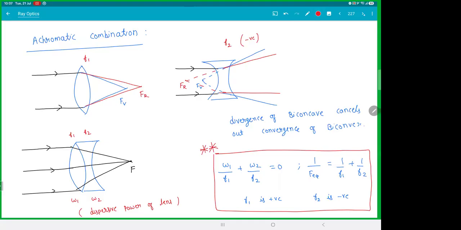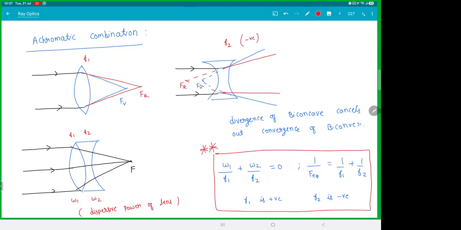I have seen this coming in CET, Mains, Vellore, Manipal exams. They'll give you a direct question. In an achromatic combination, they'll start the question like this: in an achromatic combination, the focal length of one lens is 20 centimeters and the dispersive powers are 0.2 and 0.3. What is the focal length of the other lens? And what is the equivalent focal length?